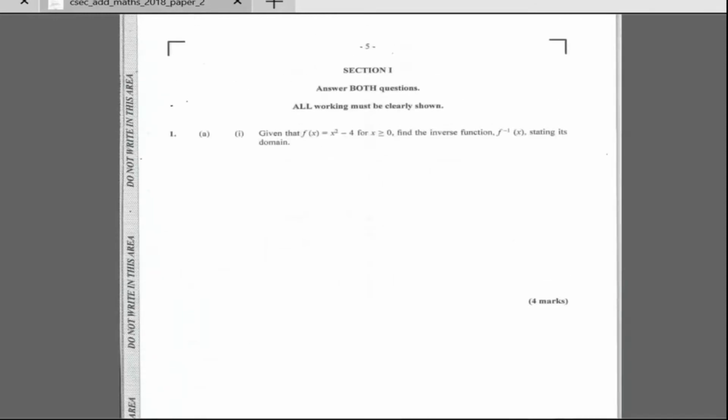It says, given that the function f of x is x squared minus 4 and x is greater than or equal to 0, find the inverse of the function and state the domain of the inverse. So to find the inverse of this function, first thing you do is interchange x and y. So you're going to say x is y squared minus 4. Generally, I don't like to say y squared, so you can say f inverse all squared minus 4, and that's equal to x.